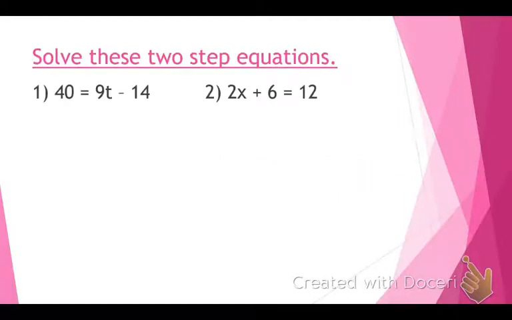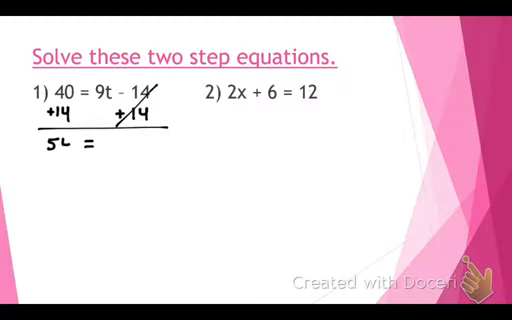40 equals 9t minus 14. What's the first thing I need to do to help solve this problem? Get rid of the 14. What's the opposite of minus 14? Plus 14. So what I do to one side, I've got to do to the other side. And what should I write next, Ashley? Okay, 40 plus 14 is 54.